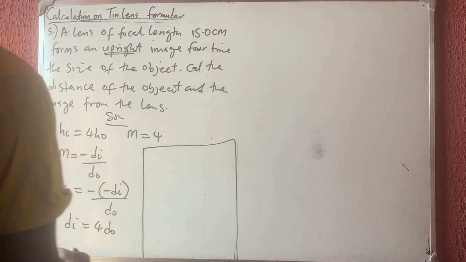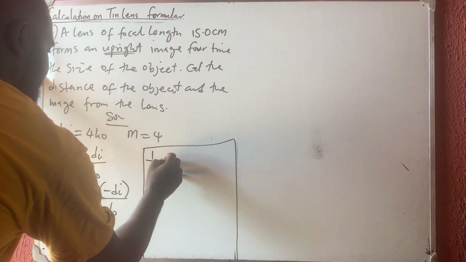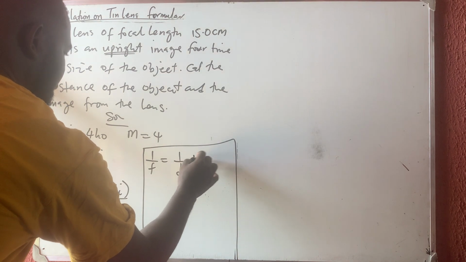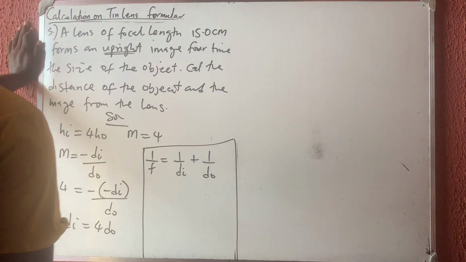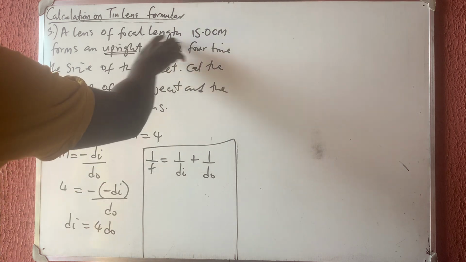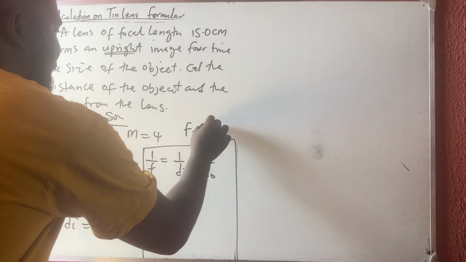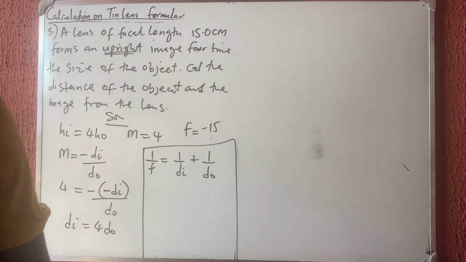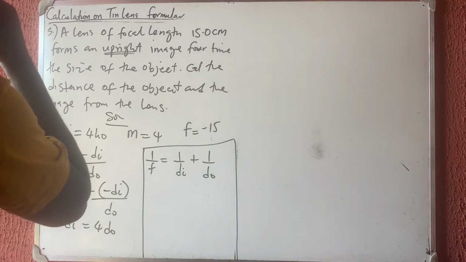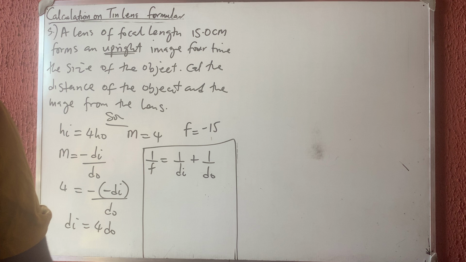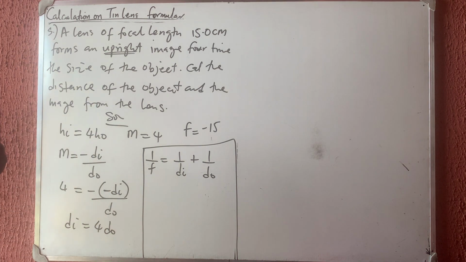Okay, but I know that 1 over F is equal to 1 over DI plus 1 over DO. So if I put everything, they gave me that my F, the focal length, is 15. Now, if the focal length is 15, you should know that the focal length is going to be minus 15. Why is it minus 15? It's because it could be just 15. Okay, let's say the focal length is negative 15. Let's assume that it is a convex lens. Okay, but it could be positive 15 if it is a concave, anyways.